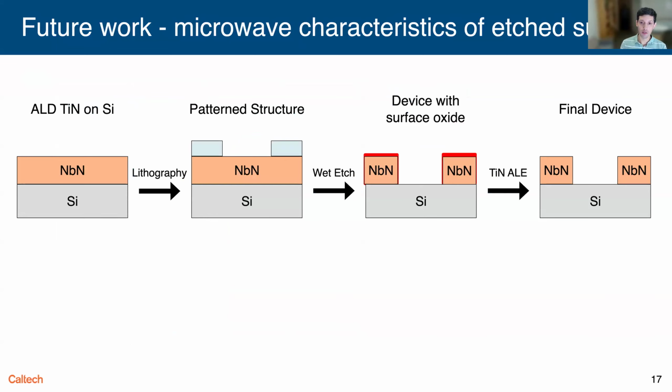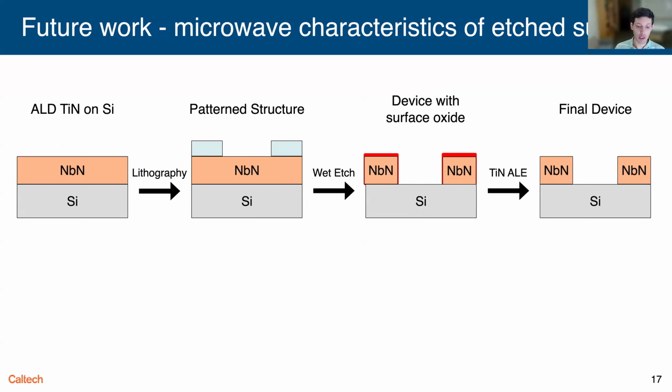Okay, so what we would do in the future to apply this process is essentially to start with a uniform niobium nitride film, and we do all the fabrication as normal. We'd end up with that third panel there, with a device with some imperfections and surface oxide, and then we'd apply this, so I should say niobium nitride ALE, to achieve the final device.